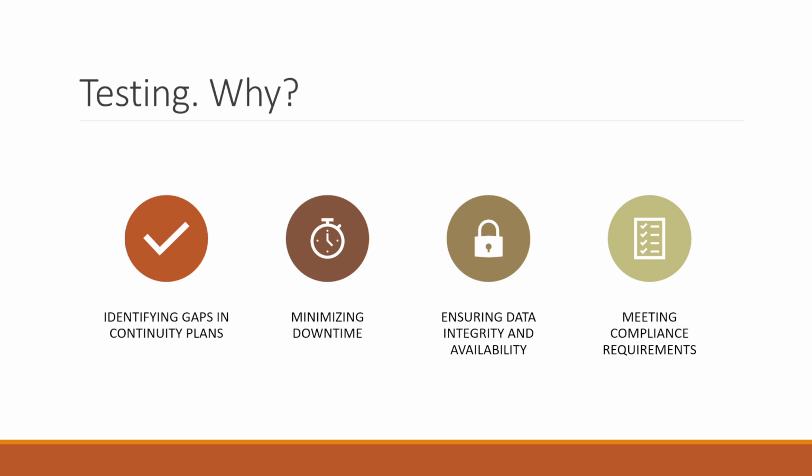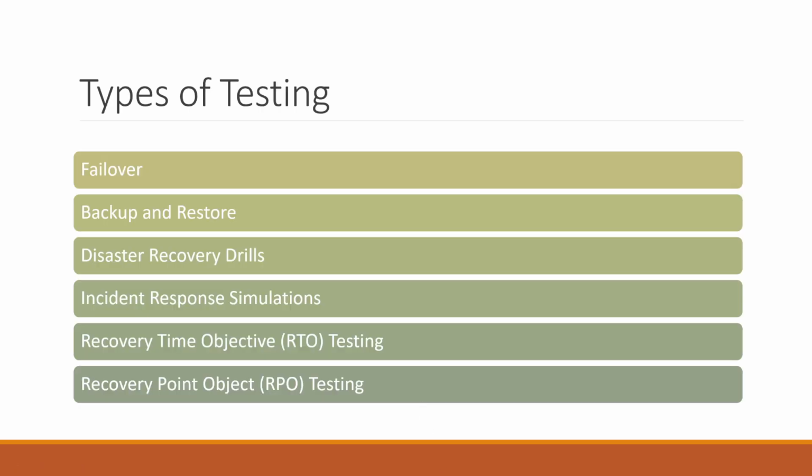So are there any gaps in our plan? How do we minimize downtime? Could we improve upon our processes to ensure that we have the least amount of operational disruptions? Can we then ensure data integrity and availability of our data? And are we meeting compliance?